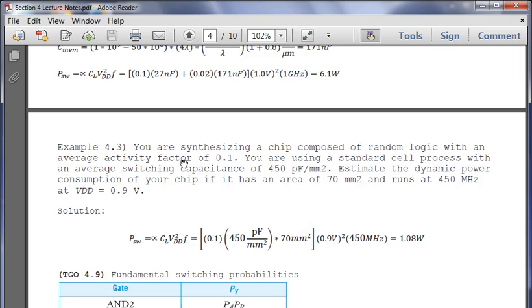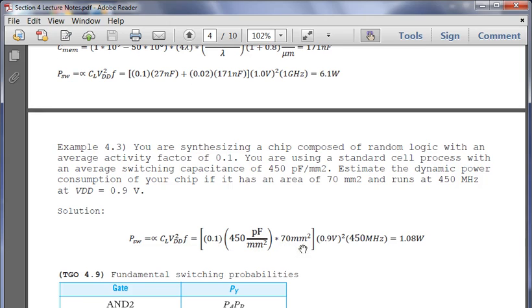And so, let's give a little more of a basic overview. You're synthesizing a chip composed of random logic with an average activity factor of 0.1. You're using a standard cell process with an average switching capacitance of 450 picofarads per millimeter squared. Estimate the dynamic power consumption of your chip if it has an area of 70 millimeters squared and runs at 450 megahertz at VDD equals 0.9. So we have our average switching factor. We just use that equation again: 0.1 times 450 picofarads per millimeter squared times 70 millimeters squared.